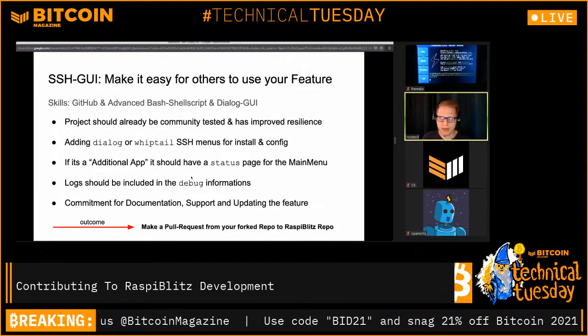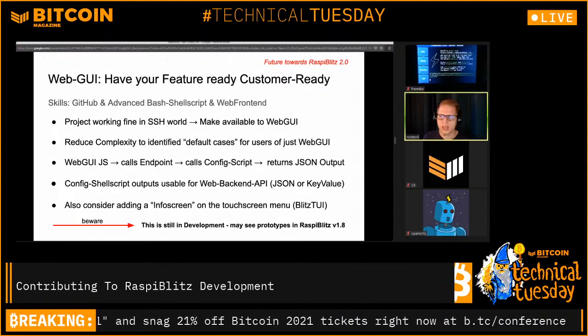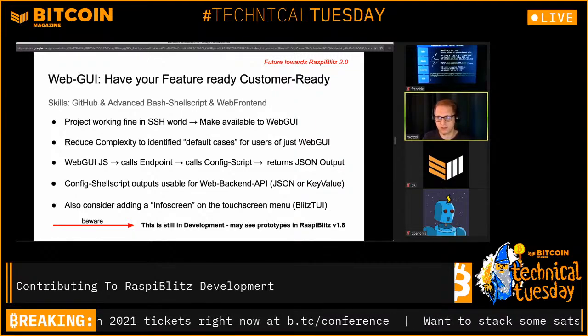In the end, you make again a pull request, and we will see if we can add it to the Raspiblitz repo and the next release. That's almost like that. The SSH GUI is already like master. So now we just want to prepare you maybe already for ninja level here.